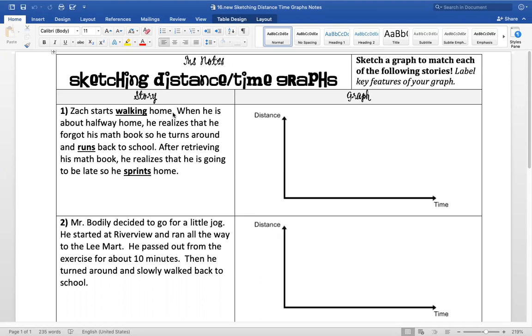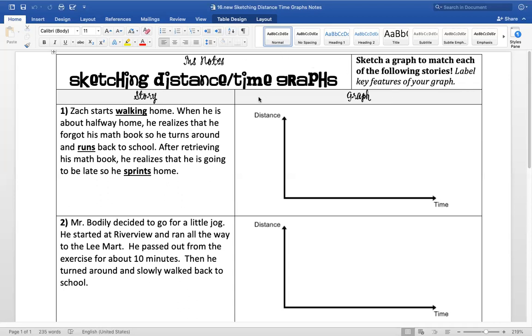Zach starts walking home. When he's about halfway home, he realizes that he forgot his math book, so he turns around and runs back to school. After retrieving his math book, he realizes that he's going to be late, so he sprints home. So your job is to sketch a graph to match each of the following stories, and you're going to label key features of your graph.